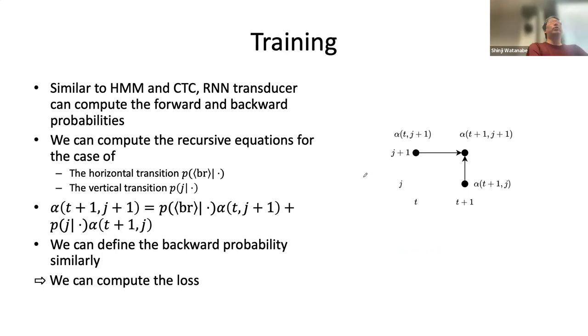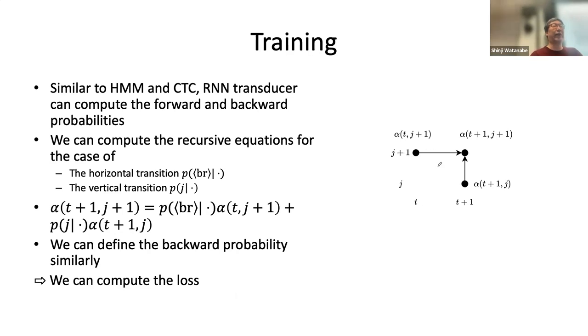And this part, if we try to directly work on the RNN transducer, we have to care about the summation over all possible alignment sequences, right? But fortunately, in the RNN transducer case, we can also compute the forward and backward probabilities. To get forward and backward probabilities, we make recursive equations, and in the RNN transducer case, we can make the recursive equation very simple.